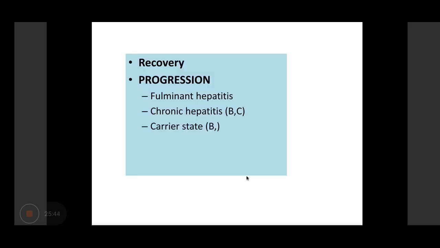So this is as discussed. And so after an acute infection, either recovery will occur or progression will occur. If recovery occurs, very good. If progression occurs, it can be fulminant hepatitis, or it can be chronic hepatitis, or it can be a carrier state. So they don't really have much of symptoms. Transaminases are also not very much deranged, but they can spread the infection.